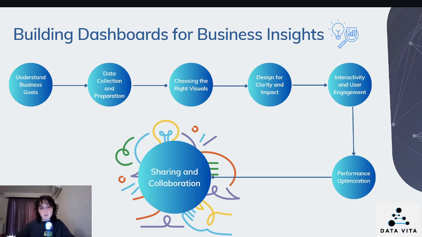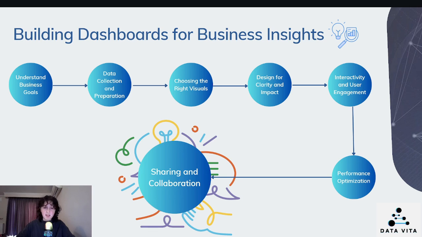Next step is choosing the right visuals. Once you have your data, it's time to decide which visuals to use. Different types of visuals are best suited for different purposes. Bar charts, line graphs, and pie charts can help show trends, distribution, or comparisons, while heat maps and scatter plots can highlight relationships. Choose visuals that make it easy to understand the data and communicate the insight clearly.